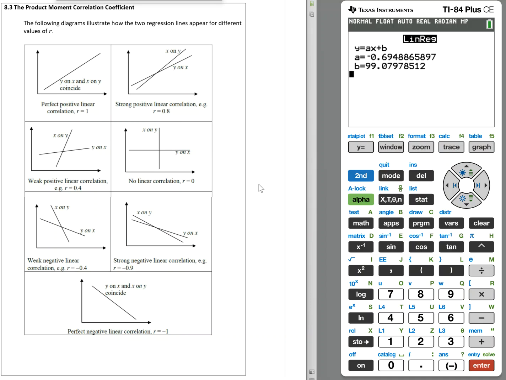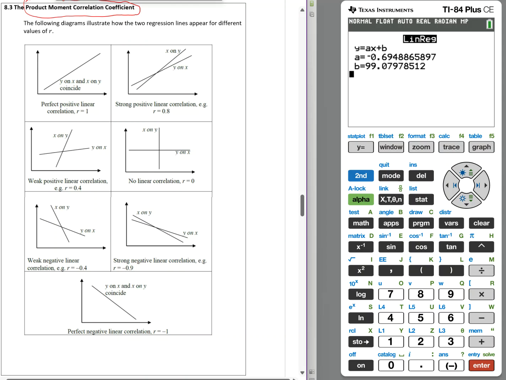The part here is about the product moment correlation. Now, product moment correlation is just a measure of how well two variables are correlated to each other. Okay, it's just a measure. So product moment correlation is what the question wants you to find.